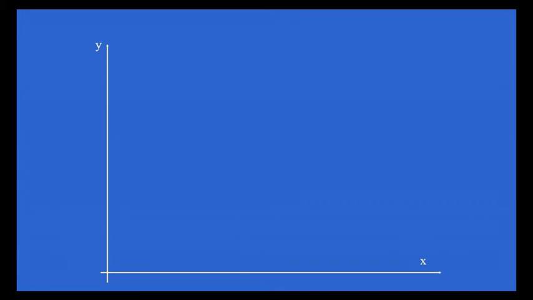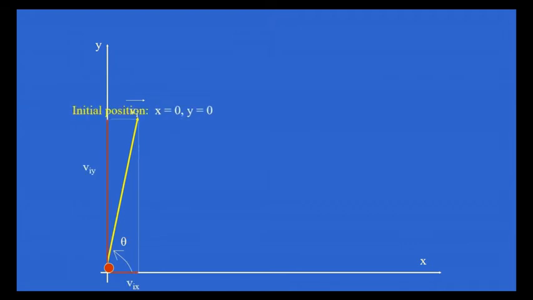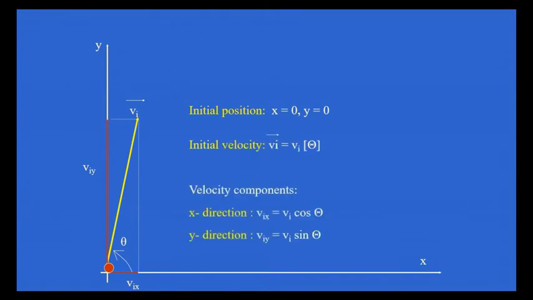This is a frame of velocity components. This is the angle in degrees. Now initial position x equals 0, y equals 0. Initial velocity v naught at angle theta. Velocity component in the x direction vx equals v naught cosine theta, and in the y direction vy equals v naught sine theta.